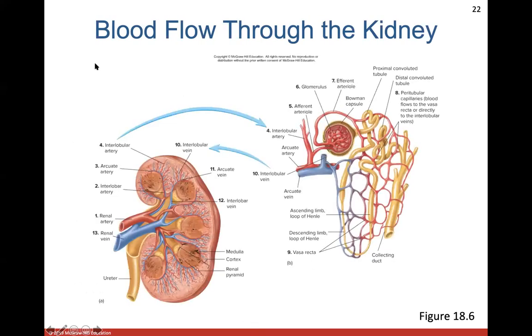So this just shows that blood flow through the kidney, going in number order. And this is really interesting to look at because as we zoom in, especially on the picture on the right, we look at the afferent arteriole bringing blood into the glomerulus and then out as the efferent arteriole. That efferent arteriole makes different types of capillaries: the peritubular capillaries that surround the convoluted tubules, and then the vasa recta capillaries that surround the loop of Henle.